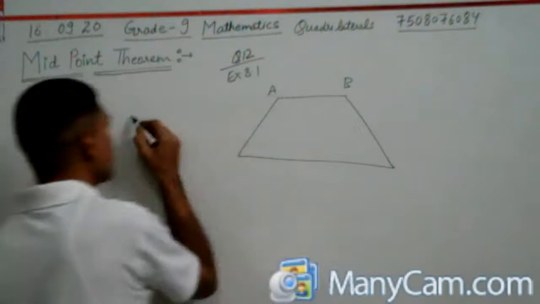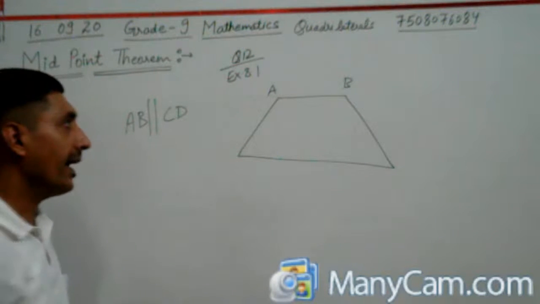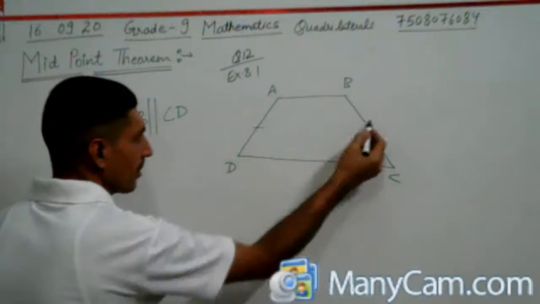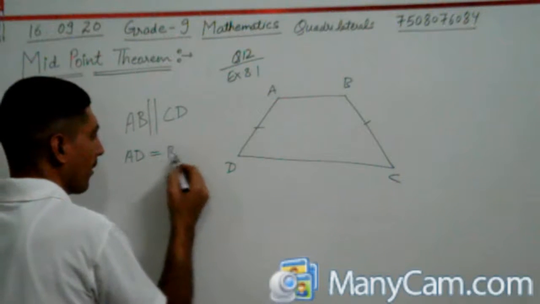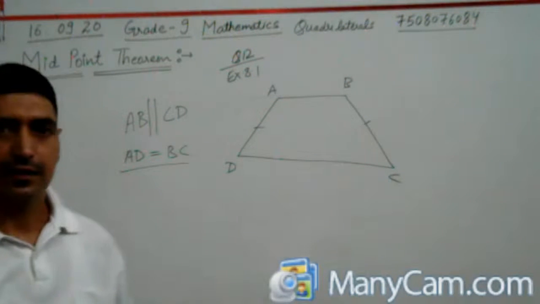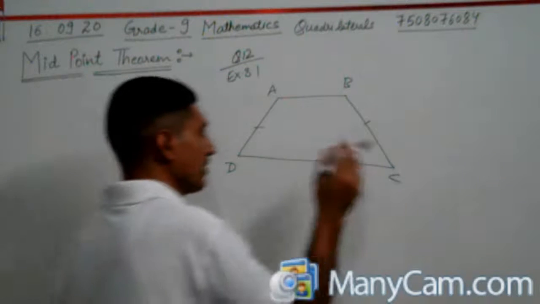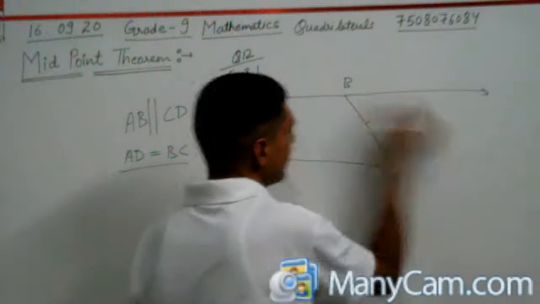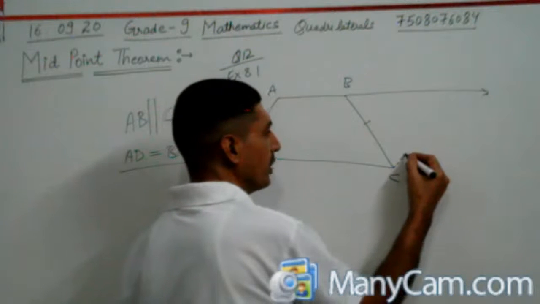This AB is parallel to CD, right? And what is given? That AD and BC are equal. This is also given. Now here we have to prove angle A is equal to angle B, angle C is equal to angle D. We have to produce this AB further here, straight line, and from A, like AD, we will draw a line parallel to it.